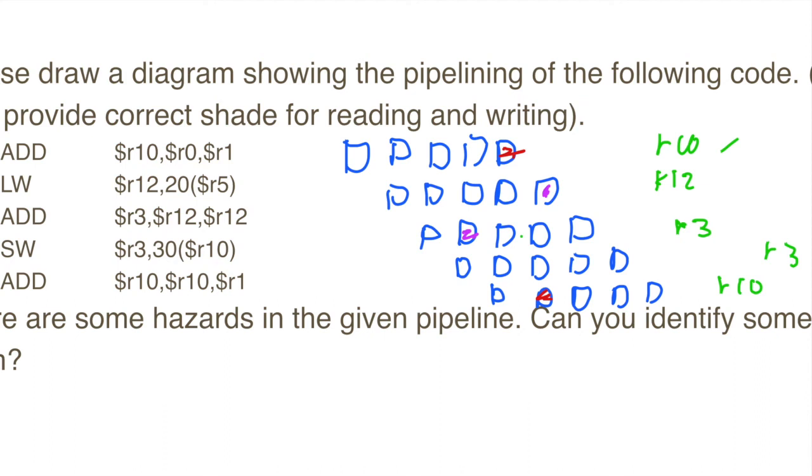Alright, this one writes to R3. Do we have R3? Here. When do we need it? Here. Alright, maybe you can do some forwarding to solve this, but anyway, I will stop here and leave it to you.